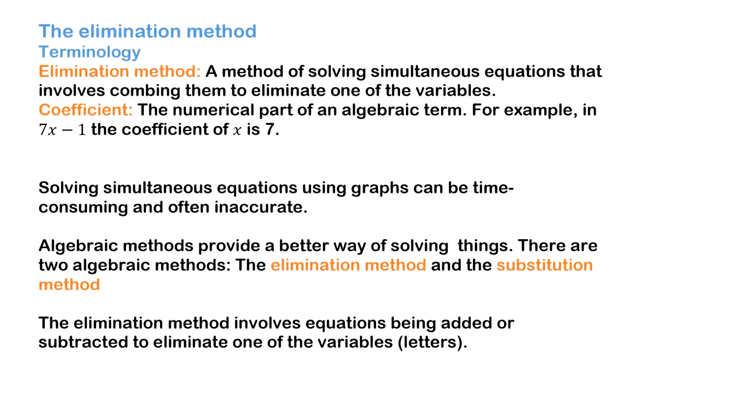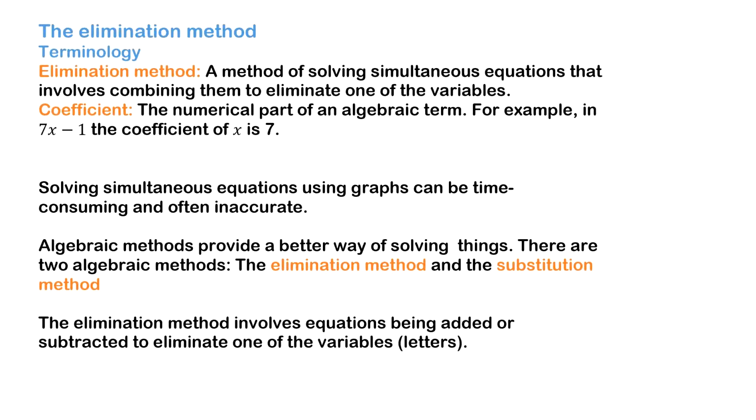In this video, we're looking at simultaneous equations and using the elimination method to solve them. Before we begin, we'll look at some terminology. The elimination method is a method of solving simultaneous equations that involves combining them to eliminate one of the variables. A coefficient is the numerical part of an algebraic term. For example, if we have 7x minus 1, the coefficient of x is 7. So it's just that front number.